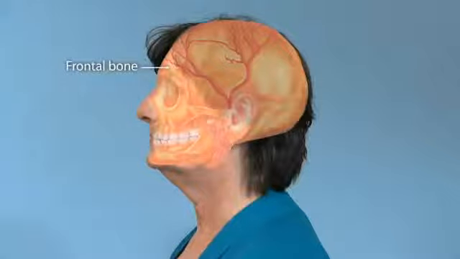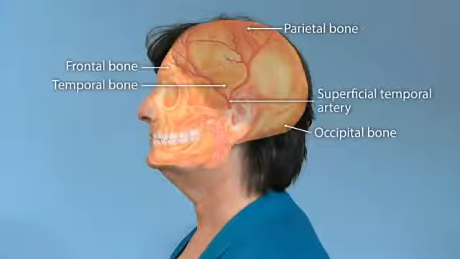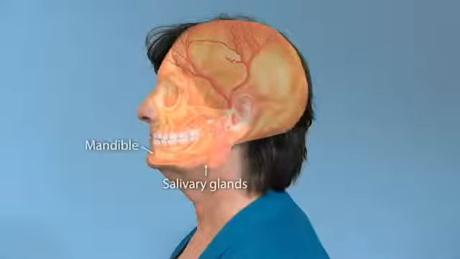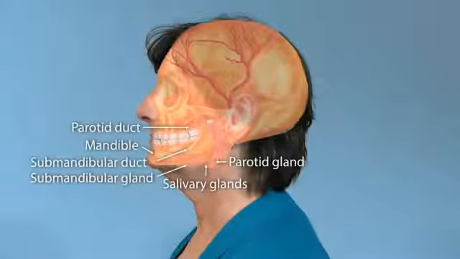The frontal area overlies the frontal bone, the temporal area the temporal bone, the parietal area the parietal bone, the occipital area overlies the occipital bone, and the superficial temporal artery passes upward just in front of the ear where it is readily palpable. Two pairs of salivary glands lie near the mandible. The parotid glands lie superficial to and behind the mandible and become both visible and palpable when enlarged. The submandibular glands are located beneath the tongue, deep to the mandible. The openings of the parotid and submandibular ducts are visible within the oral cavity.